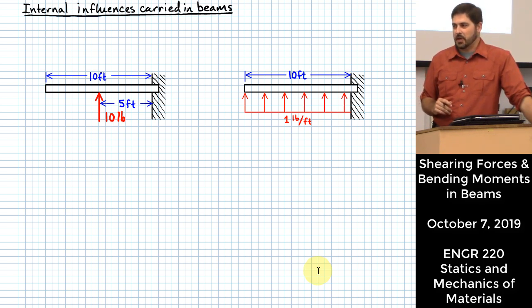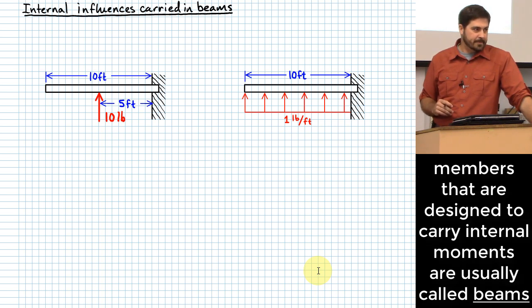Okay? So, what we're going to do today is transition to looking inside of members that have to carry moments. Okay? And I'm going to give members in that category a name. If we have a member that has been designed so that it has to carry an internal moment, we're going to call those members beams.